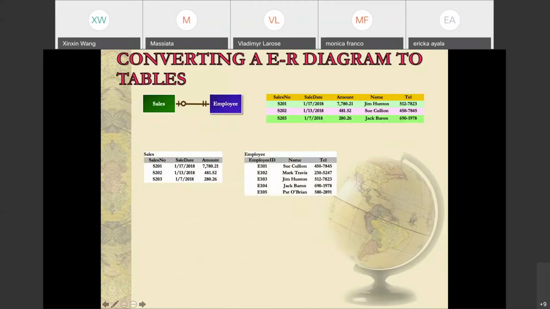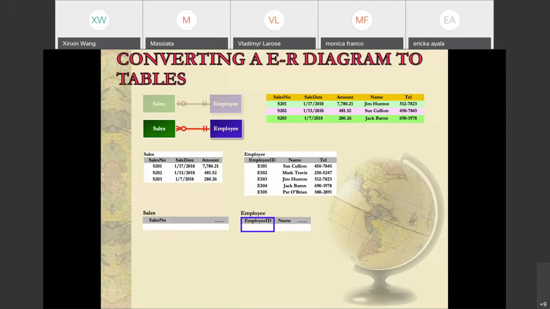So for instance, this one, right, we treat it as many. So this side is many, right? So what we're gonna do is we have a sales table with the sales number, and we have an employee table with employee ID. First, we're gonna add the employee ID as a foreign key to the sales table.